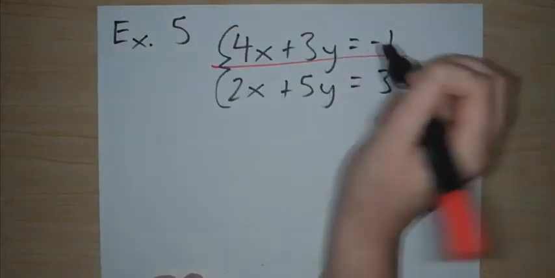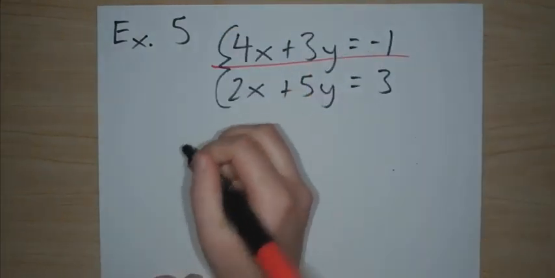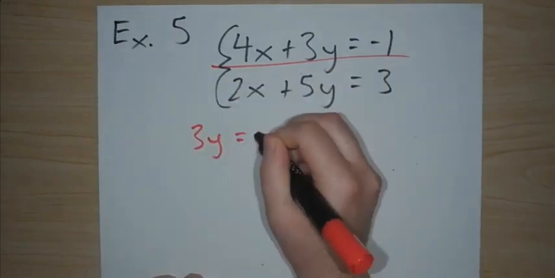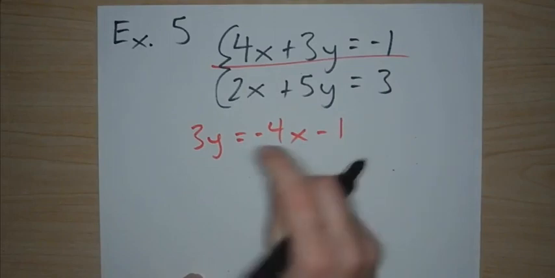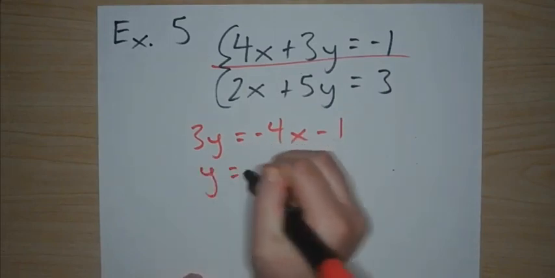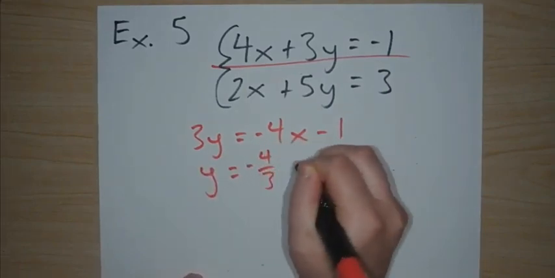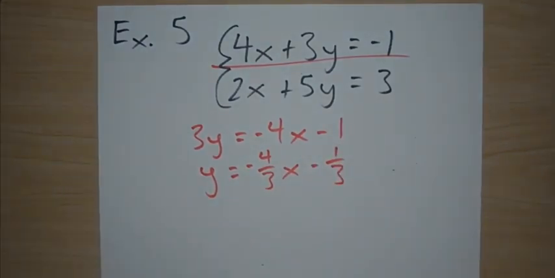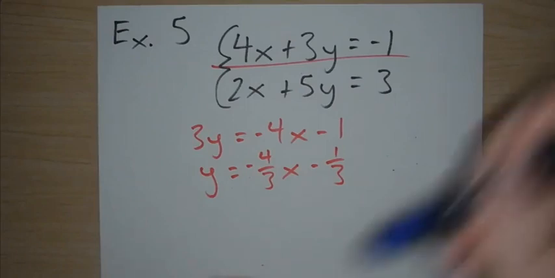So for this first one, solving it for y, I'm going to subtract 4x from both sides. So we have 3y is equal to negative 4x minus 1. Dividing by 3 on both sides, we have y equals negative 4/3 x minus 1/3. So that's the first equation solved for y.